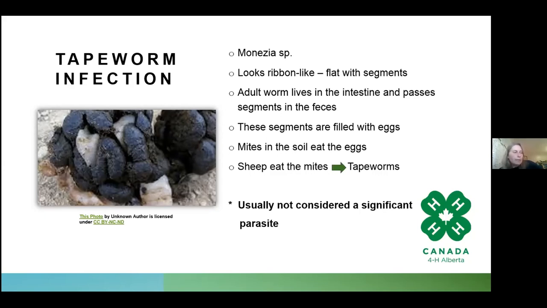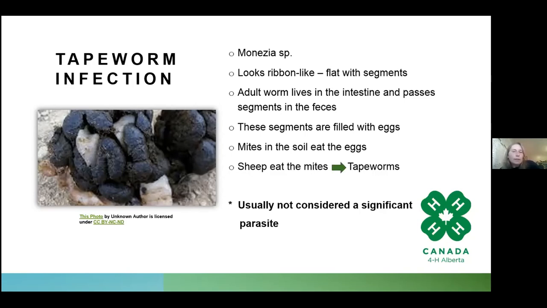So what happens is the little mite comes along because the sheep has pooped out some little segments with eggs, and the mite wants to eat the segments. And while it eats the segments, it ends up eating a whole bunch of eggs, and it becomes infected. So then it flies around a little bit, it gets into the sheep's hay, and then the sheep eats it. The sheep all of a sudden has tapeworm infections. The eggs hatch, and they form into adult tapeworms, and we've completed the cycle.